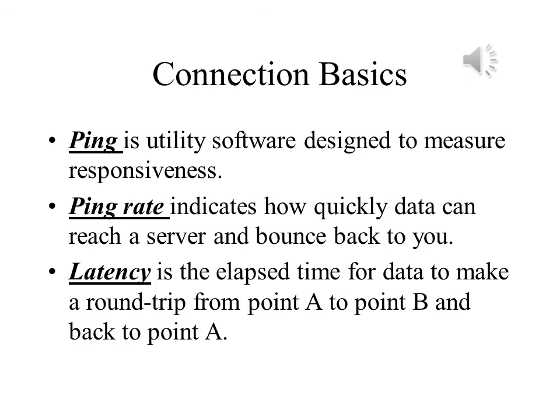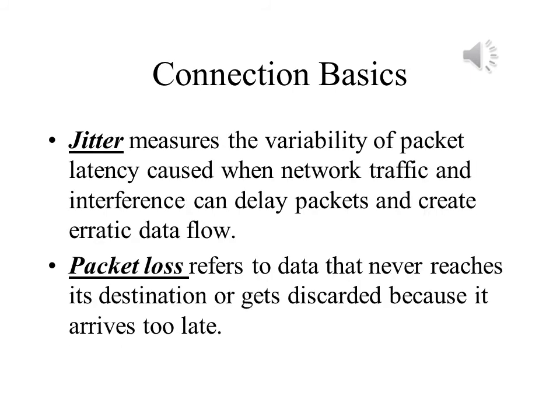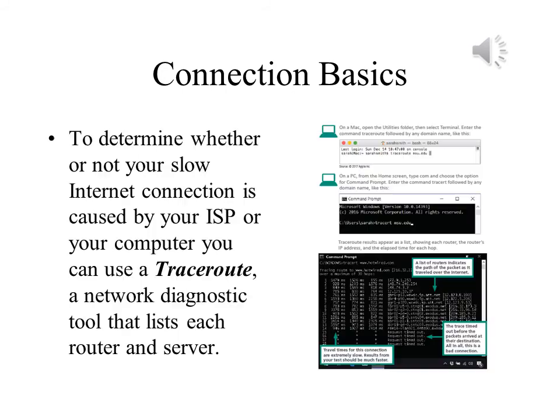Latency is the elapsed time for data to make a round trip from point A to point B and back. Jitter measures how packet latency varies. This is caused by network traffic and the interference caused by it. This can lead to delays on the network. It's clear now why I compare network traffic to traffic on the roads.